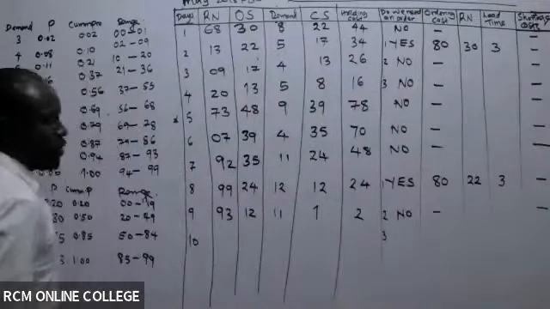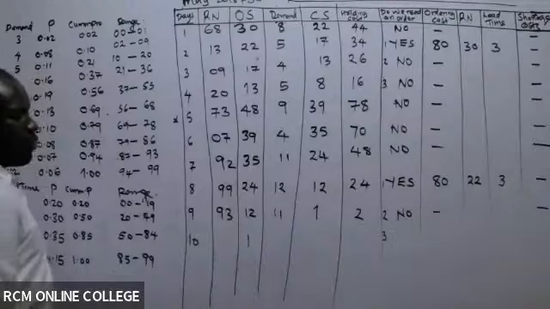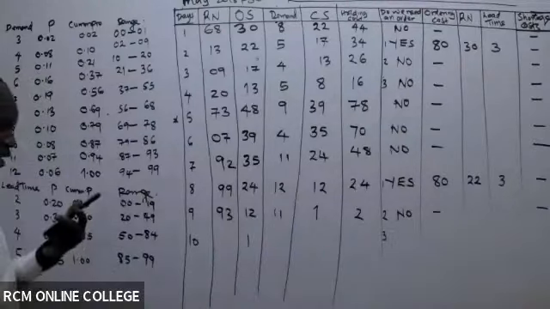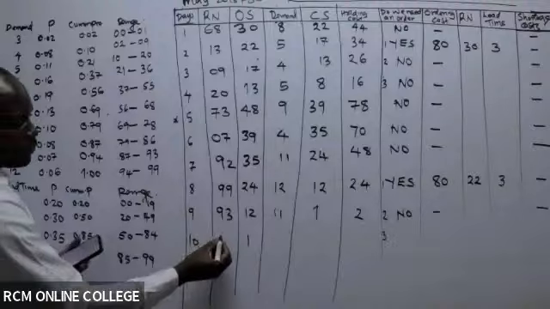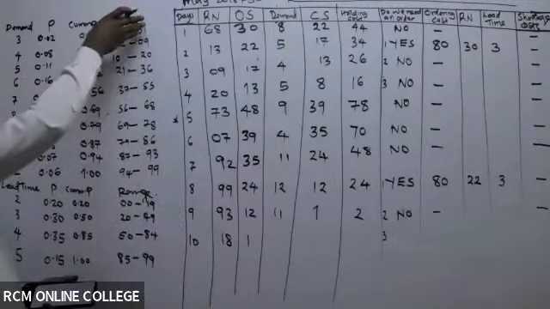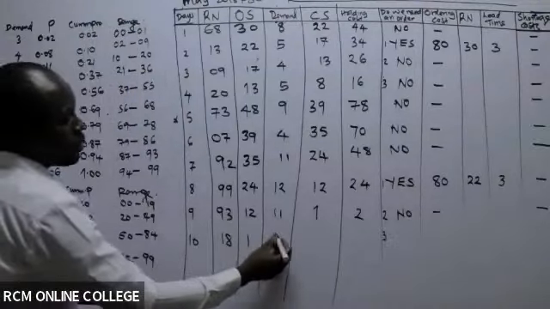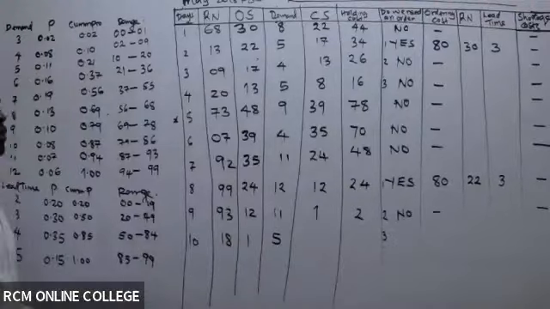What is our opening stock? 1. What is the next random number after 93? 18. Let's locate 18 here within this range. 10 to 20. 18 will be 5 units. What is our closing stock on day 10?